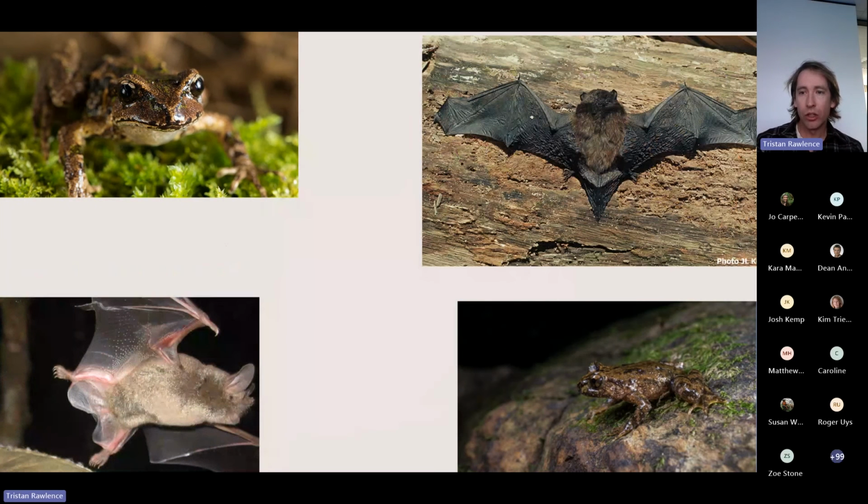We also need to learn a bit more about the management of our new prescriptions for some species. For example, bats and frogs. For bats, it's pretty simple. It's scaling up our existing monitoring, but for frogs, it needs to be additional standalone monitoring.